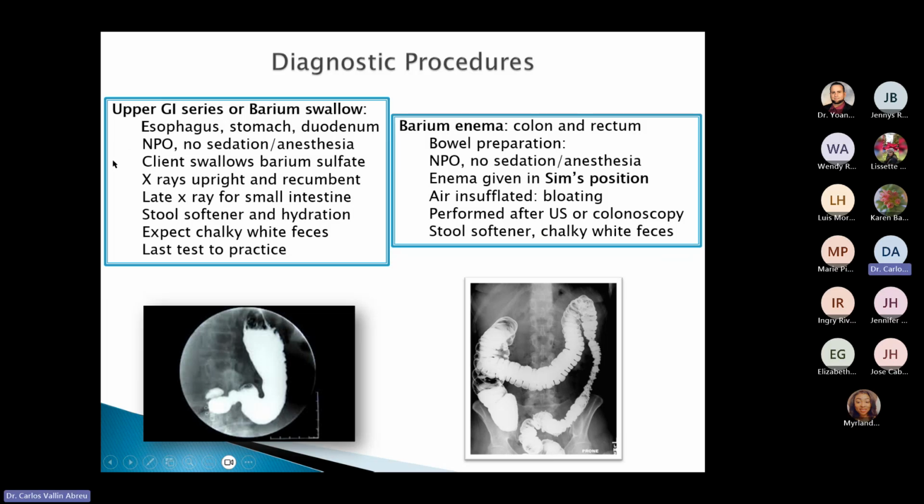For the upper GI, we have the upper GI series. Why is it called upper GI? Obviously, because it's centered in the esophagus, stomach, and duodenum. Why is it called series? Because a series of X-rays are done, not only in the moment in which the barium is swallowed, but later, even 2 to 3 hours later, when the barium has advanced by natural peristalsis to the small intestine. That's why it's called upper GI series, because there are many X-rays.